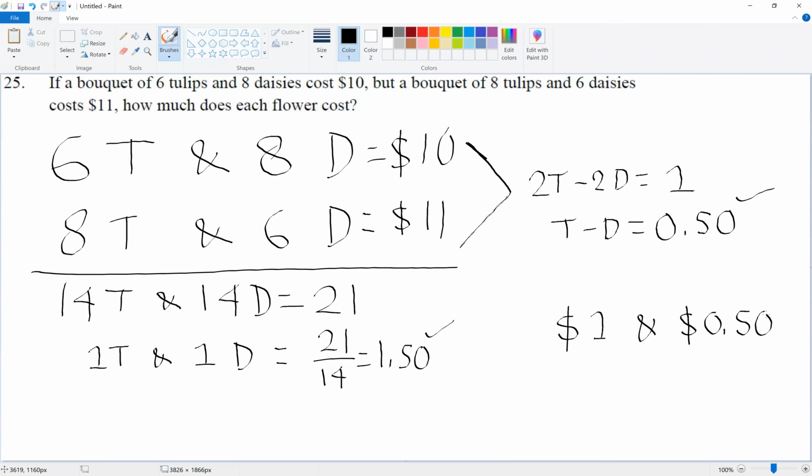Surya, do you understand this method? Yeah. Ania, do you understand this method? Yeah. So this is another way to do it instead of plugging numbers.